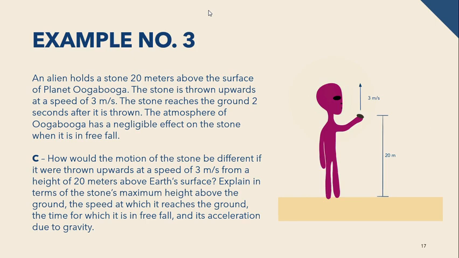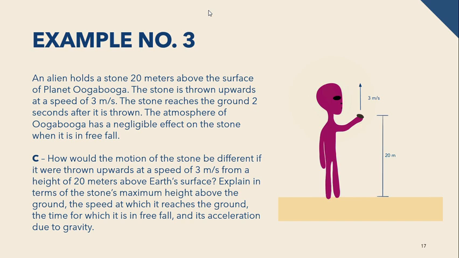Since the acceleration is greater on Ooga Booga, it will slow down more quickly on Ooga Booga, and so it will not go as high. Now, when the stone travels downwards, it goes in the direction of acceleration, which acts downwards, and this means that the stone will speed up. Since the acceleration is greater on Ooga Booga, it will speed up more, and the final velocity will be greater than the final velocity of the stone on Earth.